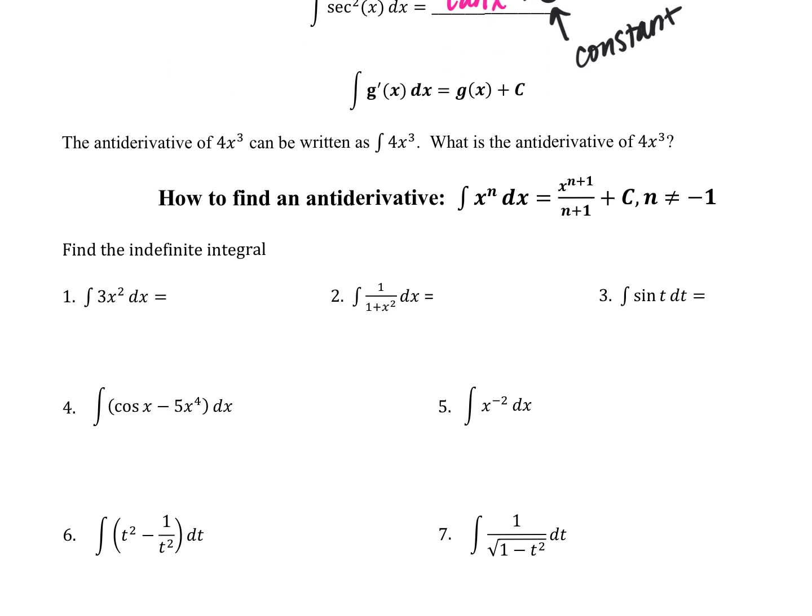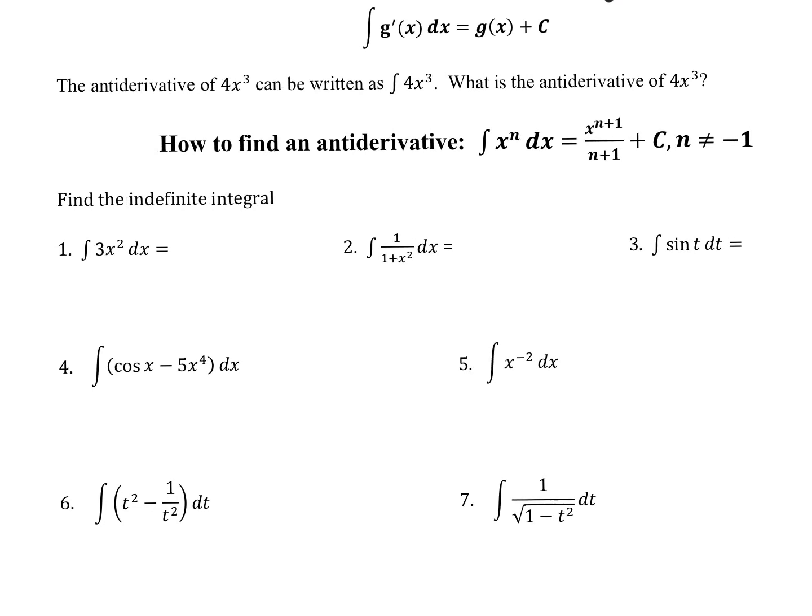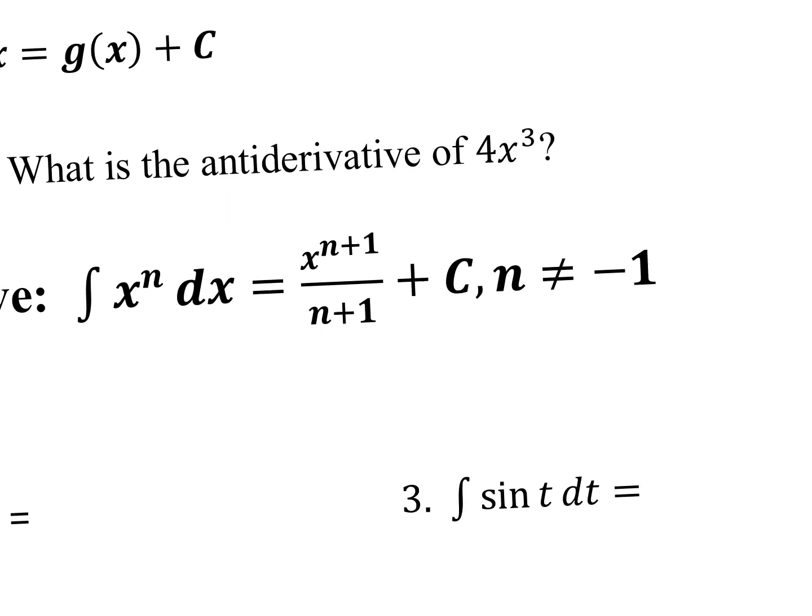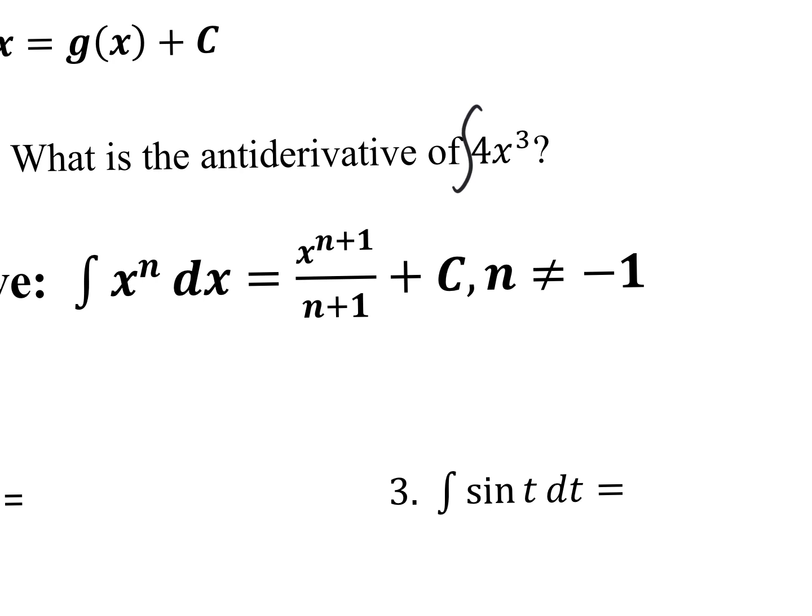So let's practice this. Let's see what the heck we're talking about. The antiderivative of 4x cubed could be written as this. Instead of writing antiderivative, you down with writing the squiggle? Sure. You know what I'm saying? What do you think? Whose derivative is 4x cubed? Ooh, it's going to be nice. x to the 4th plus some constant.